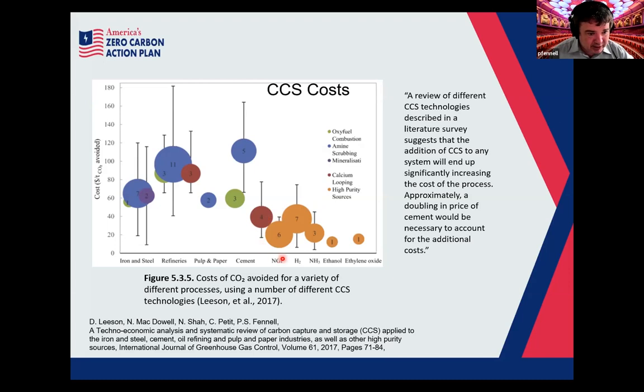So if you look down here, you've got the high purity sources. This is cost, for a number of different industries, and the bubbles are the number of studies that we could find that actually gave a cost. So it's the results of a systematic literature review. The high purity sources are actually pretty cheap to do CCS on. Then iron and steel, most of the processes lumped together around $70 a ton avoided. I think this was 2016 prices, so it might have gone up a little bit. And then for cement, you have pretty expensive amine scrubbing, and then other costs here. This one is the cost for calcium looping.